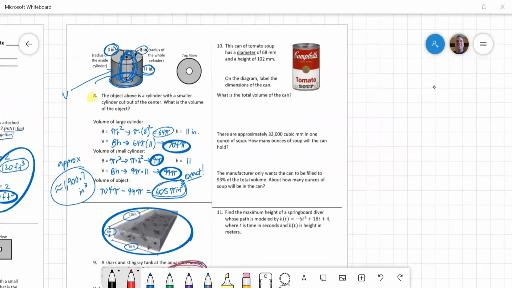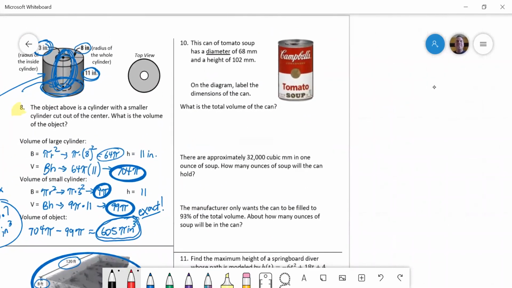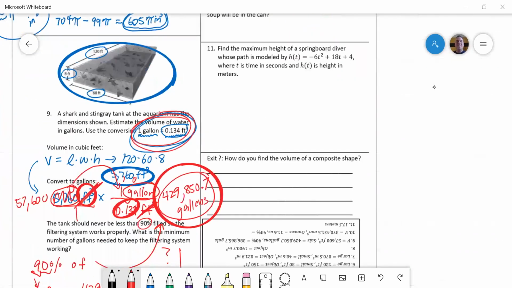Okay, guys, number 10 is a very similar type of question like we just did. Very similar. The only thing different is you can see it's a cylinder, not a rectangular prism, right? But you're doing the same exact type of process. So hopefully you guys can do that on your own.